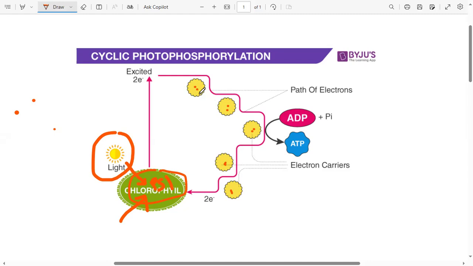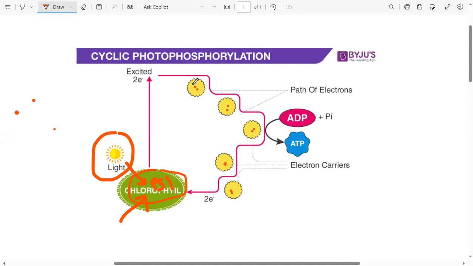Now as these electrons move through this electron transport chain, what happens? They release energy, or we say energy is released. This energy that is released drives the pumping of the protons into the thylakoid lumen, creating what we call a proton gradient.